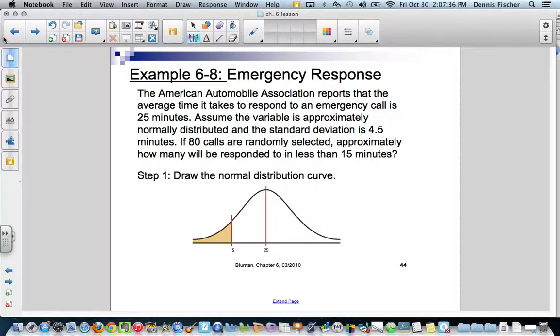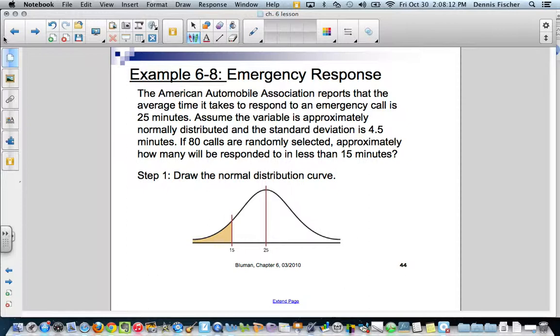The American Automobile Association reports that the average time it takes to respond to an emergency call is 25 minutes. Assume the variable is approximately normally distributed and the standard deviation is 4.5 minutes. If 80 calls are selected at random, approximately how many will respond in less than 15 minutes?